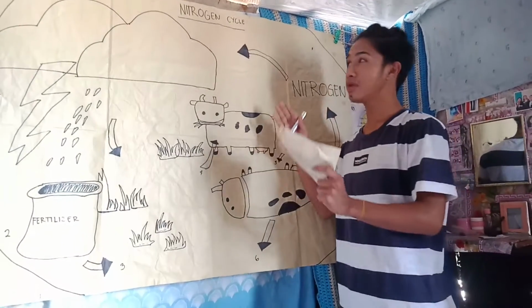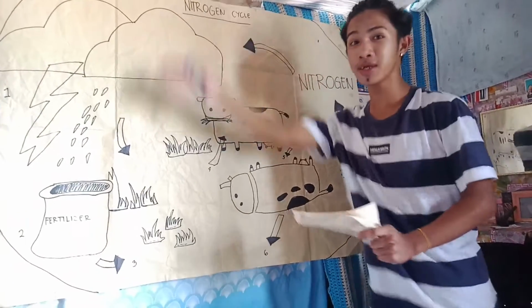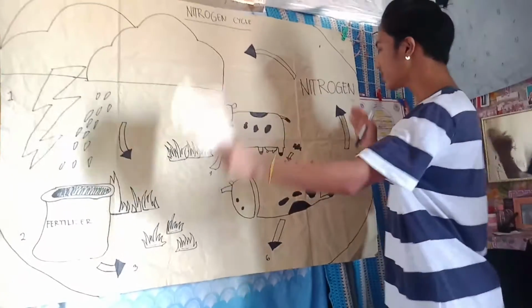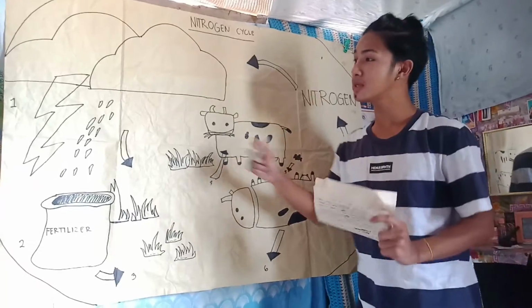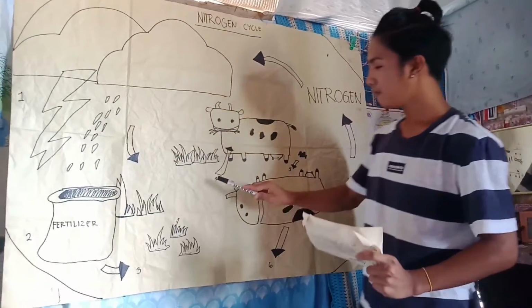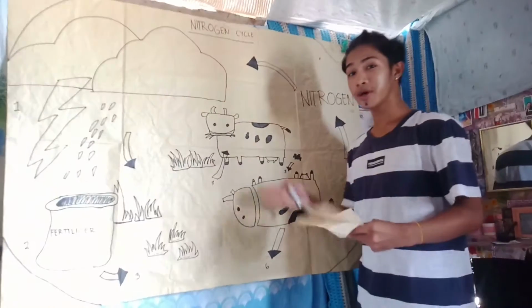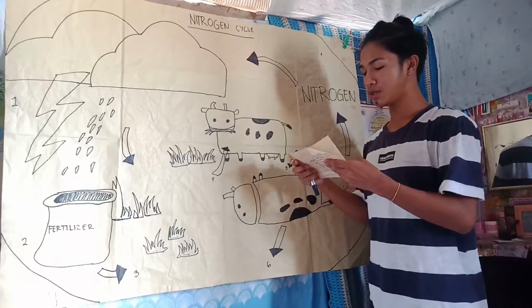Today, I will be discussing the nitrogen cycle and how it's processed. So as we can see, we have 7 steps. Step 1, 2, 3, 4, 5, 6, and 7. So let's start discussing nitrogen.